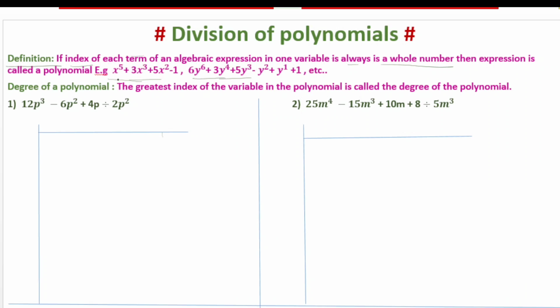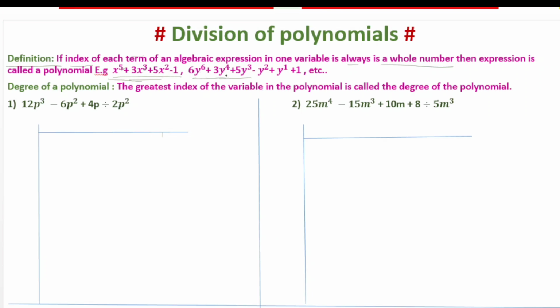One example here: x raised to 5 plus 3x cube plus 5x square minus 1. It is also a polynomial. Why? Because the powers of this variable are whole numbers. Here 5, 3 and 2 are whole numbers, so it is called a polynomial.